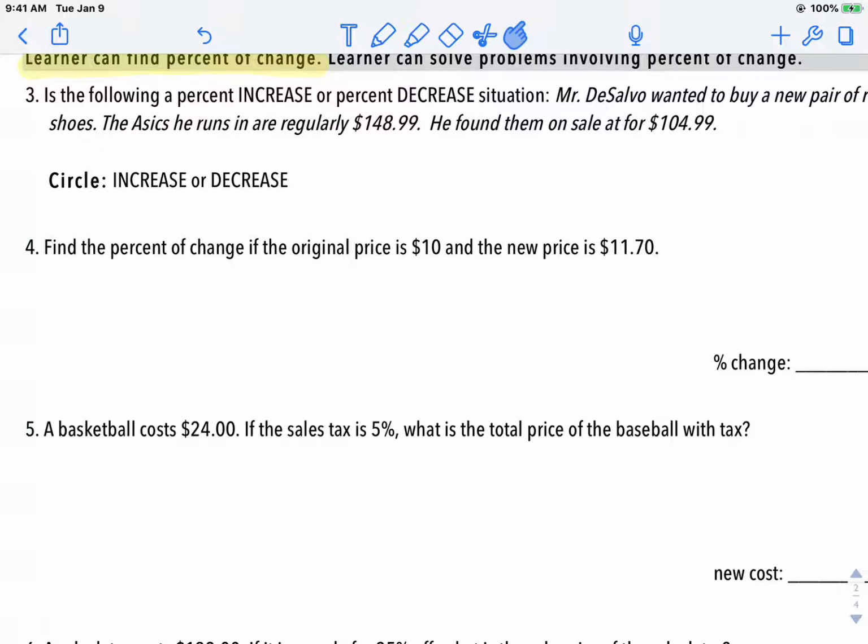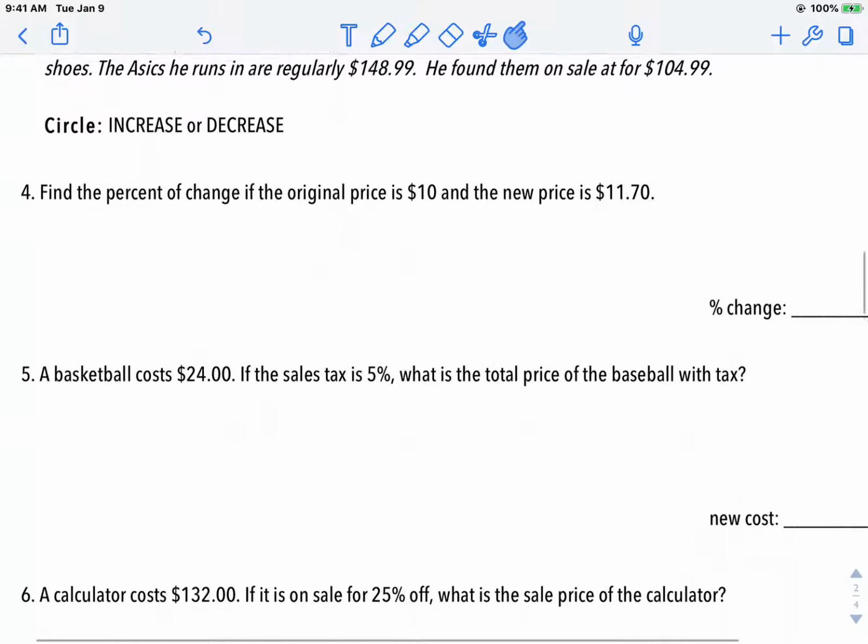In number 3, it's just asking you if it's a percent increase or decrease situation. You don't have to do any of the math in number 3. Just decide as you read the situation if it is a percent of increase or decrease.